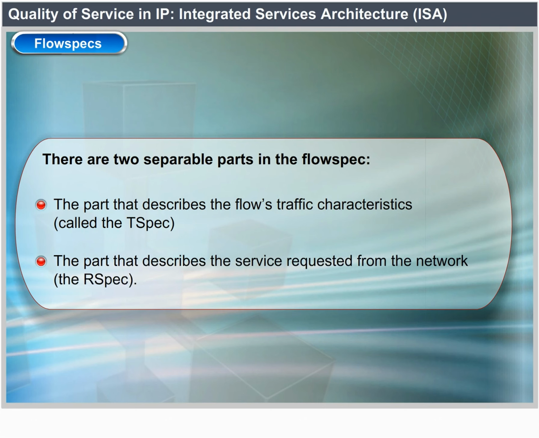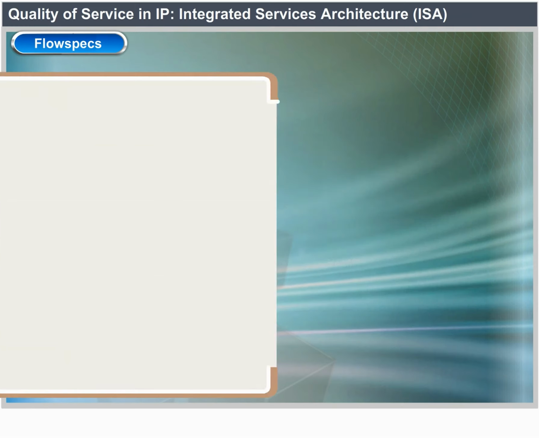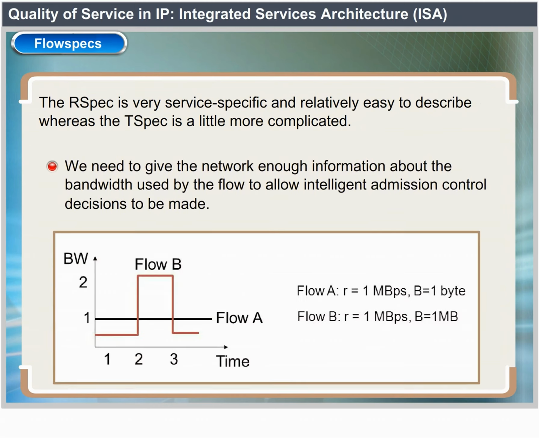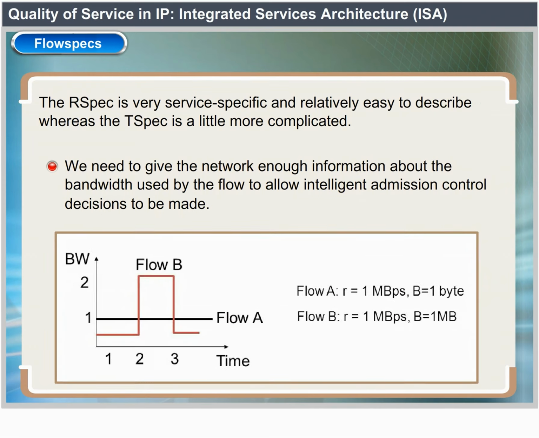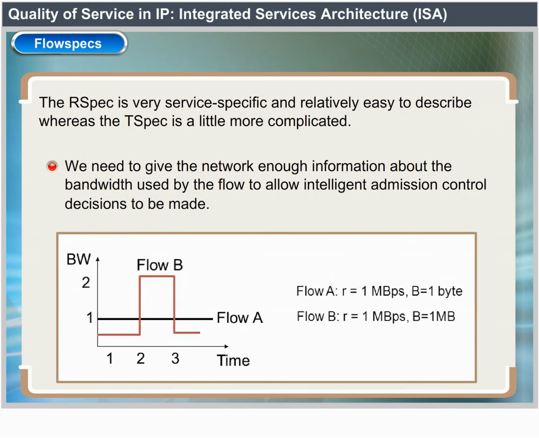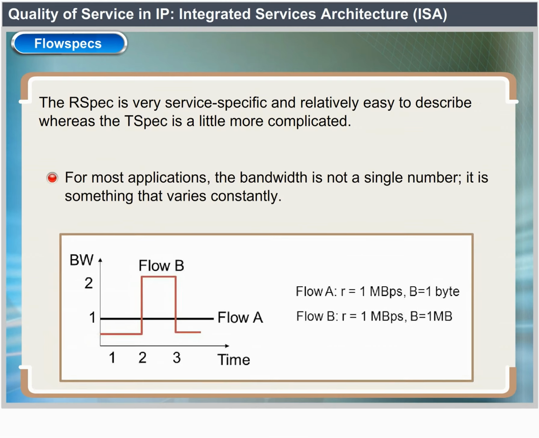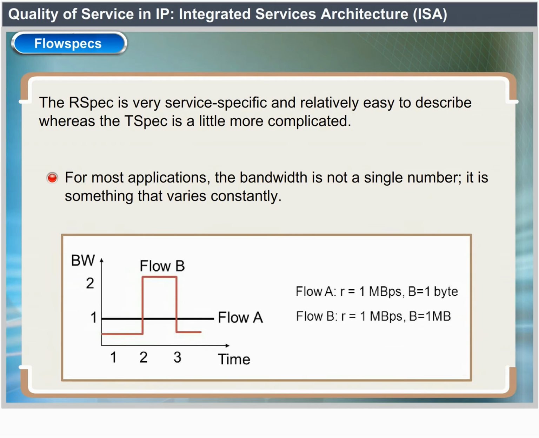The R-spec is very service-specific and relatively easy to describe. The T-spec is a little more complicated. We need to give the network enough information about the bandwidth used by the flow to allow intelligent admission control decisions to be made. For most applications, the bandwidth is not a single number, it is something that varies constantly.